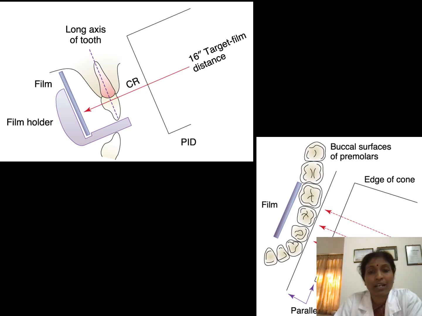One thing in the paralleling cone technique is that both vertical angulation and horizontal angulation get adjusted by themselves when the cone is placed properly, or they get represented by themselves.